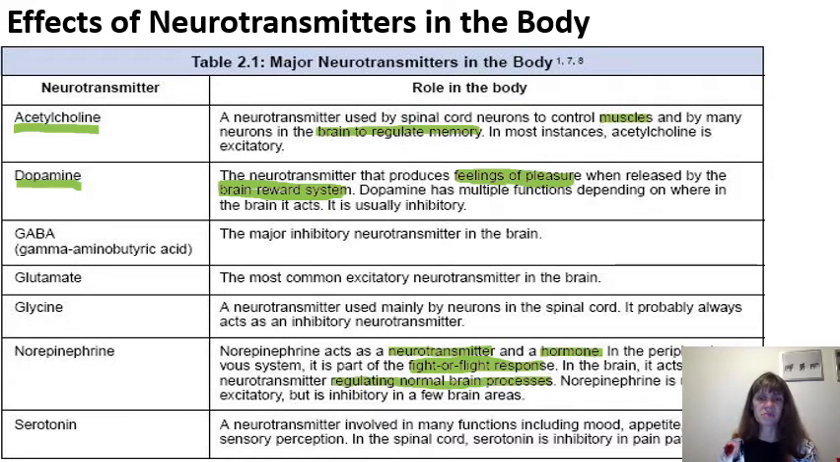Serotonin is a neurotransmitter that is involved in functions that help to regulate mood, appetite, as well as sensory perception. Serotonin is also released by neurons in the spinal cord and is thought to play a role in having receptors that hyperpolarize in the transmission of pain signals.